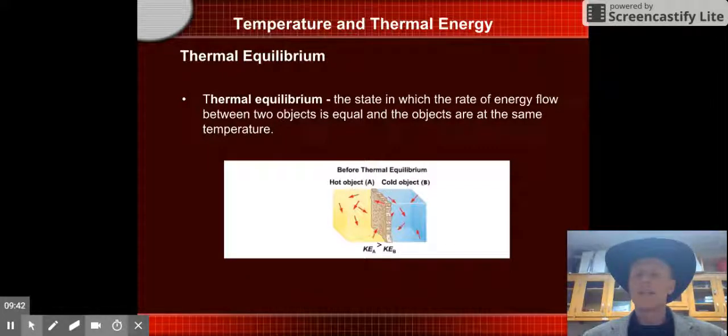So I'm going to stop right there, and I will continue on the next slide with problems dealing with thermal equilibrium.